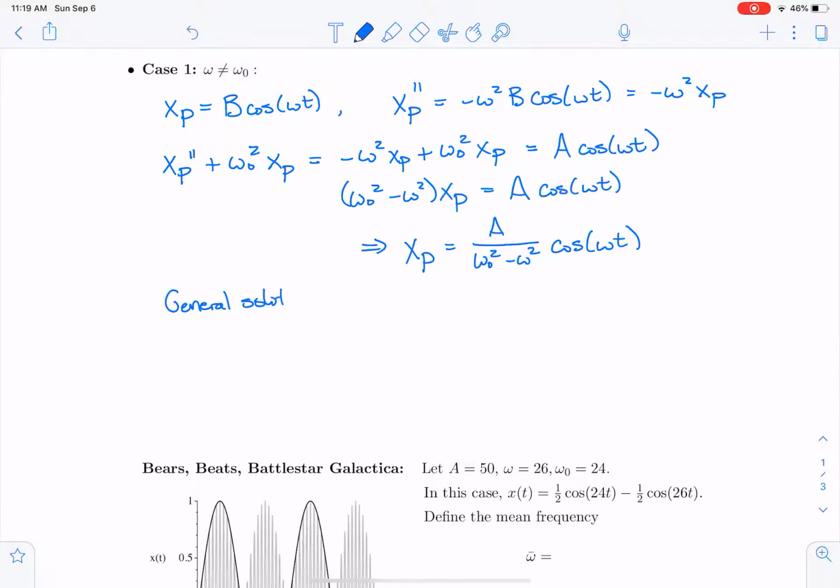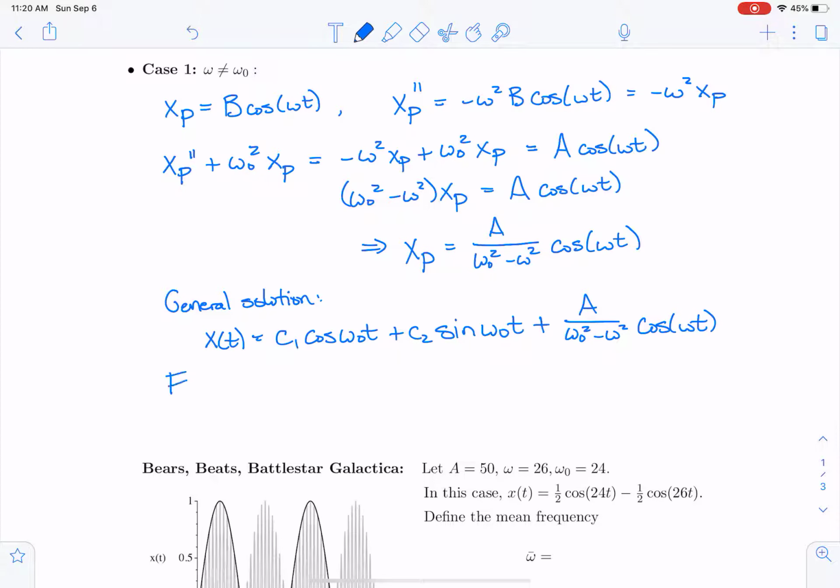Well, that tells us something about our general solution. Our general solution is going to be the homogeneous solution, which was C1 cosine omega 0 t plus C2 sine omega 0 t, plus our particular solution, a over omega 0 squared minus omega squared, cosine of omega t.